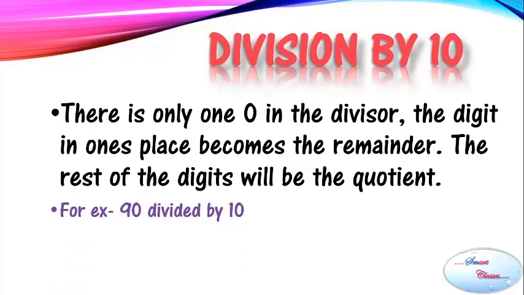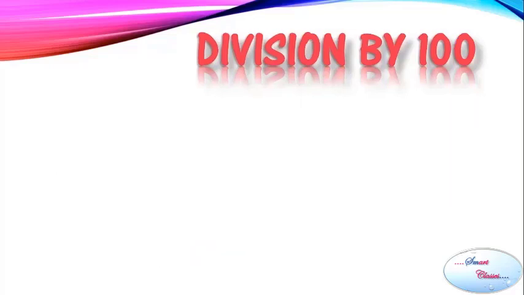For example, 90 divided by 10. 90 divided by 10 will give us 9. So in number 90, there was 0 in the ones place. Leaving 0, the digit which is remaining is 9. So 9 will be the answer.